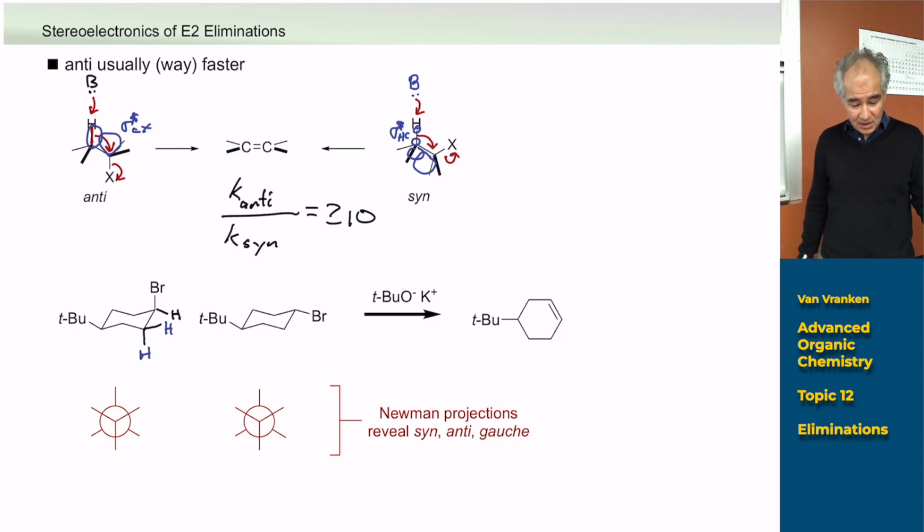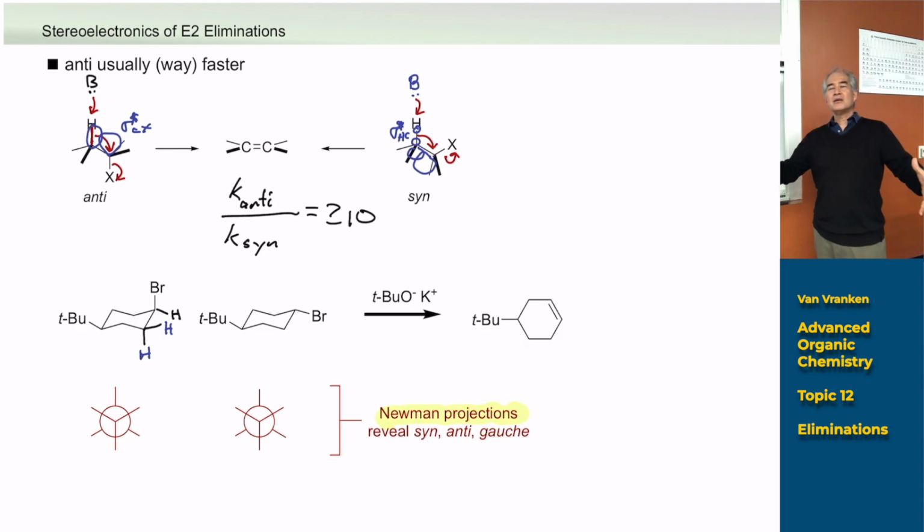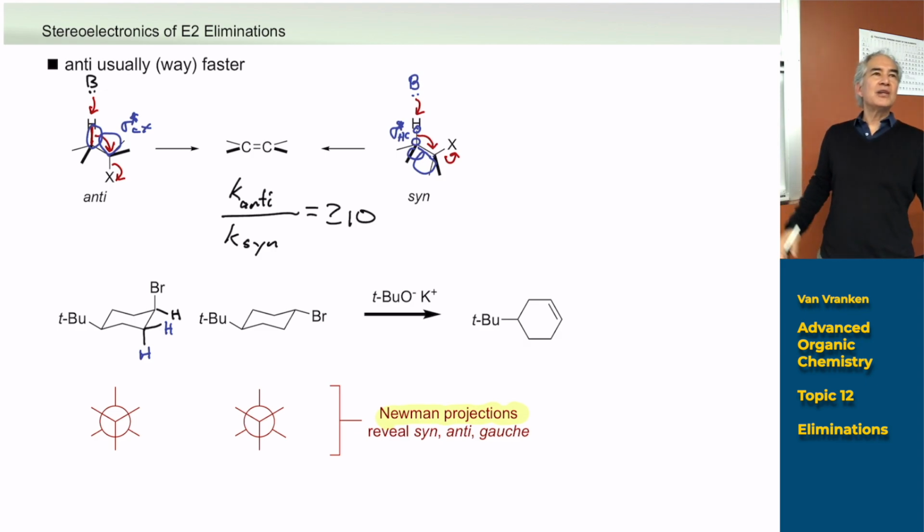Now, sometimes it is hard for people to envision these anti-periplanar relationships, and so we oftentimes use something called a Newman projection to really reveal and emphasize anti-periplanar relationships. For eliminations that are concerted, E2, we care about anti-periplanar relationships, and so we sometimes use these Newman projections.